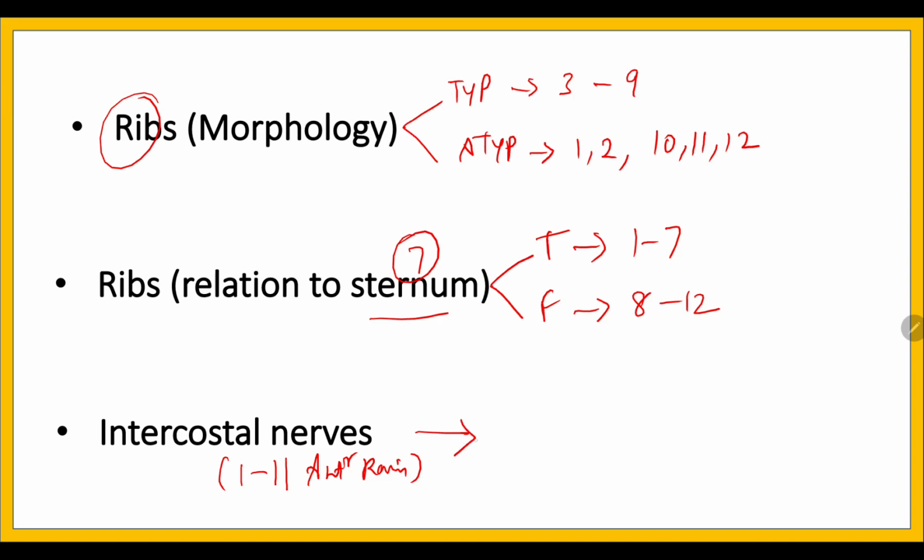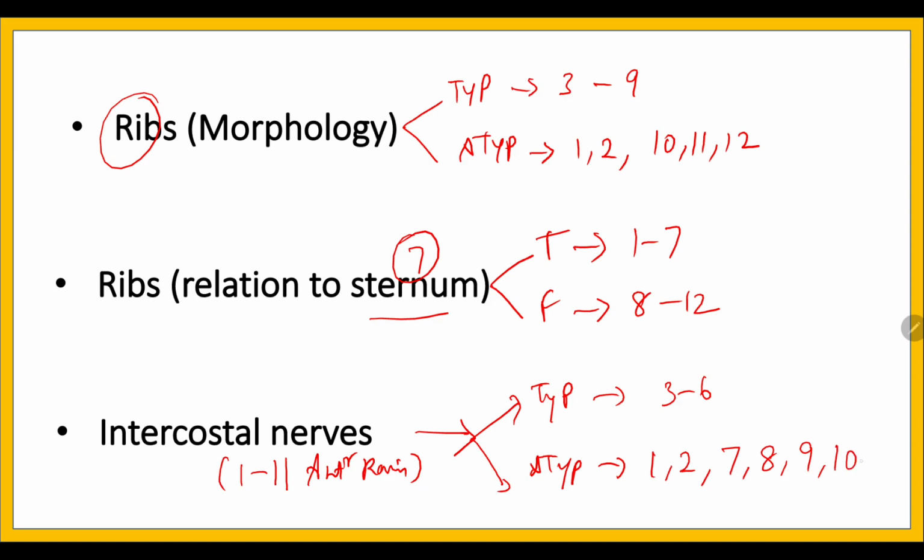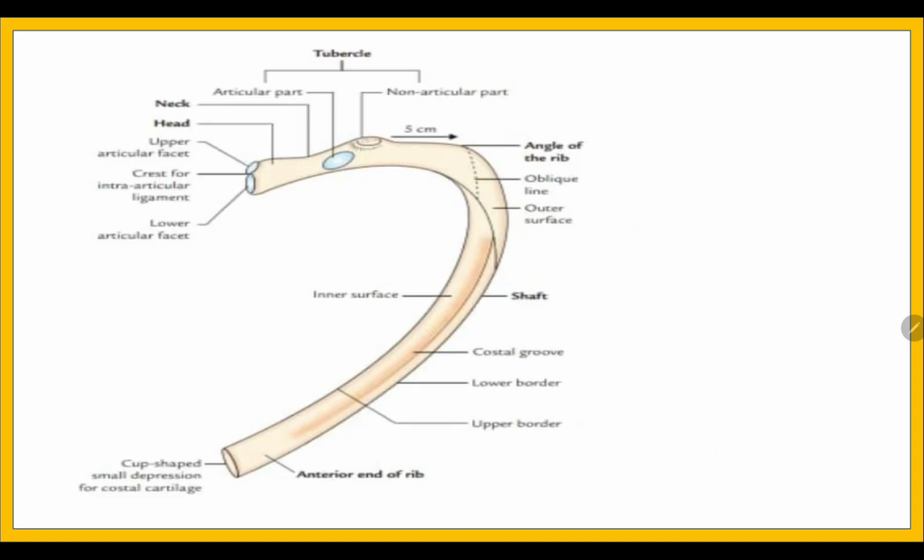So we are classifying intercostal nerves into 2 parts, that is typical, atypical. In typical it is 3 to 6, atypical it is 1, 2, 7, 8, 9, 10, 11. These are atypical. Now coming to identification of first rib.